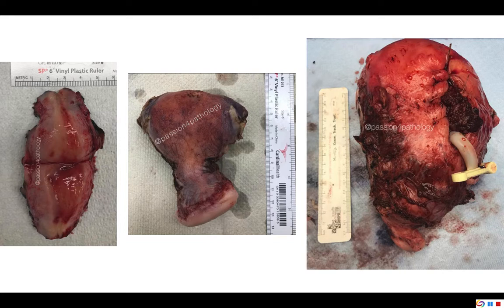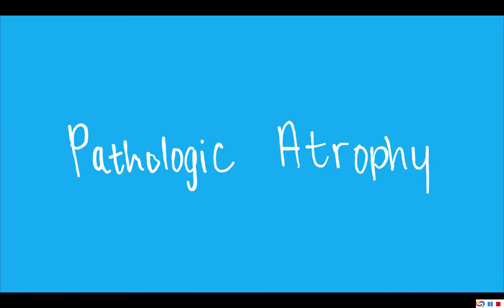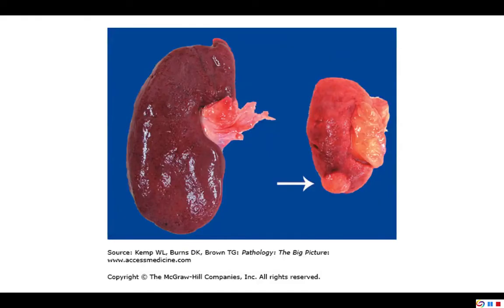So that's an example of when you remove a stimulus from or to the organ, it's going to respond by atrophying. So pathologic atrophy, like I said, this can happen for a lot of different reasons, but here's a really good example of a kidney. So the kidney on the left is a normal kidney, normal in size, but the one on the right, notice it's a lot smaller.